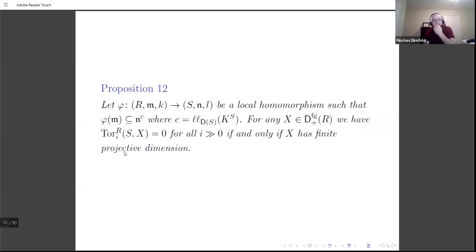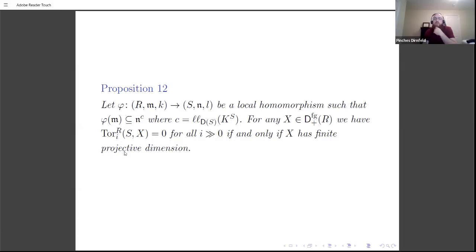Then for any X with finitely generated homology and bounded below finitely generated homology, we have this Tor^R_i(S, X) is 0 for large i if and only if X has finite projective dimension.